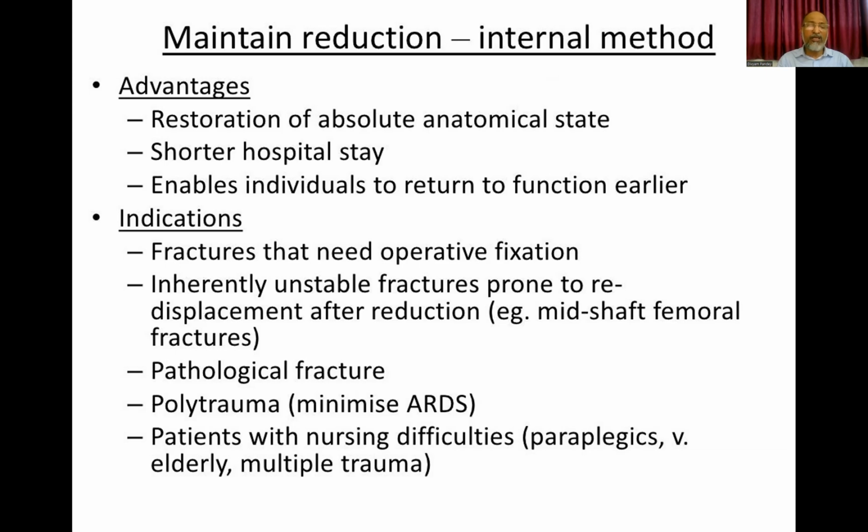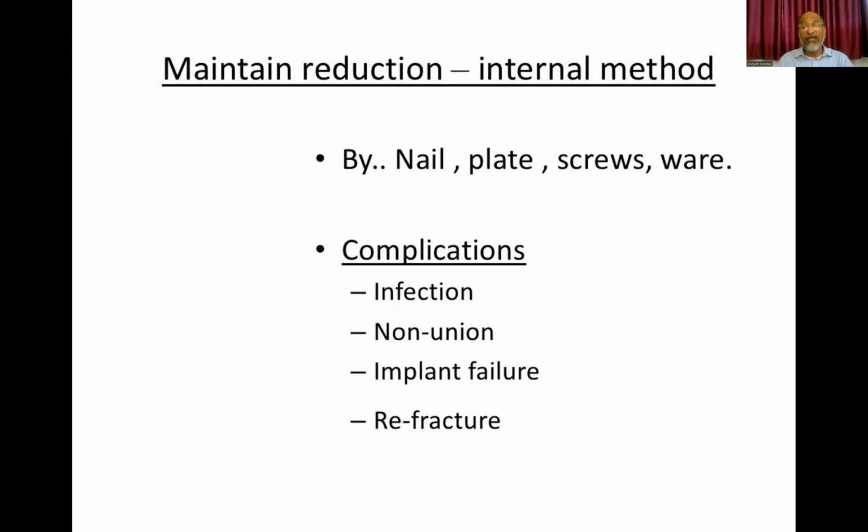Then in certain cases of polytrauma where more than one fracture is there, to minimize acute respiratory distress syndrome, you may have to go for an early internal fixation. And patients with neurological difficulties or paraplegics or very elderly, the senior category patients, or the multiply wounded or multiple trauma patients, they can be given the advantage of open reduction and internal fixation by means of the nail, plate, or screw. But this can have complications like infection, non-union, implant failure and refracture.